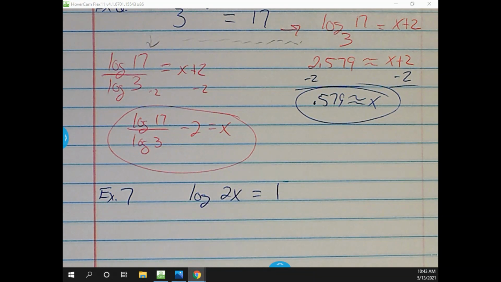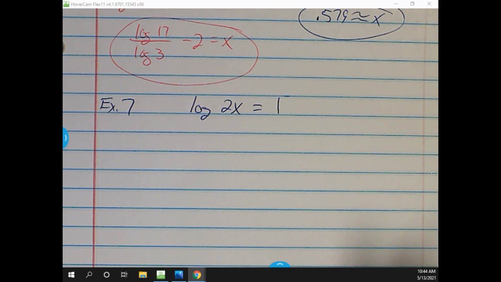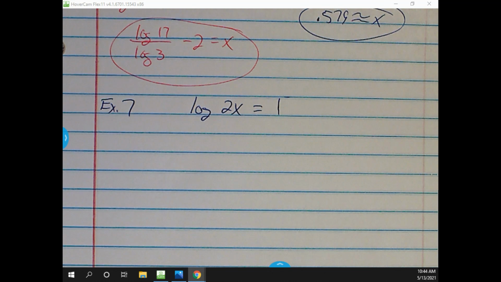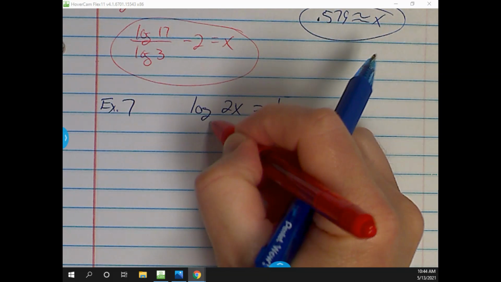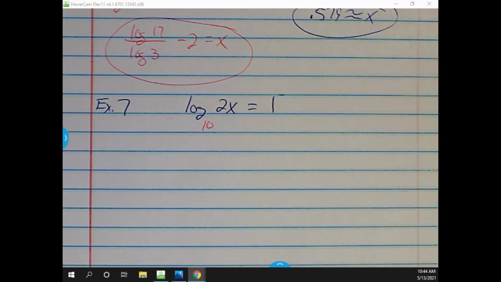All right, so let's say you've got log of 2x equals 1. For a problem like this, there is no base. So what's the base understood to be? Not 1, but 10, right? We've got 10 fingers, so we always go base 10. So 10's not there, so just remember that one's understood to be base 10.